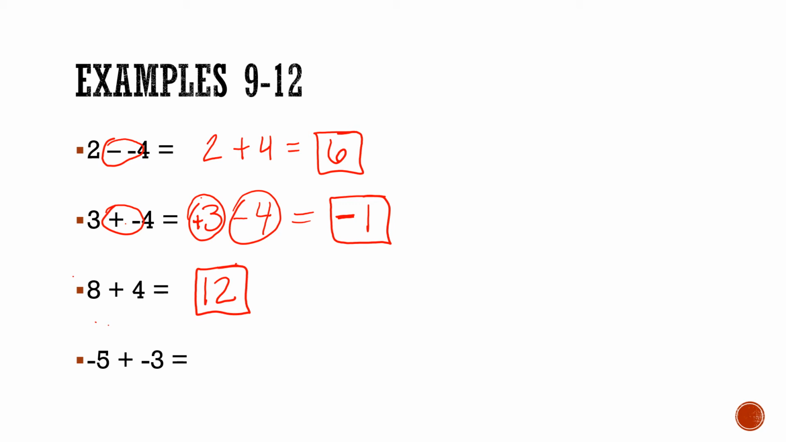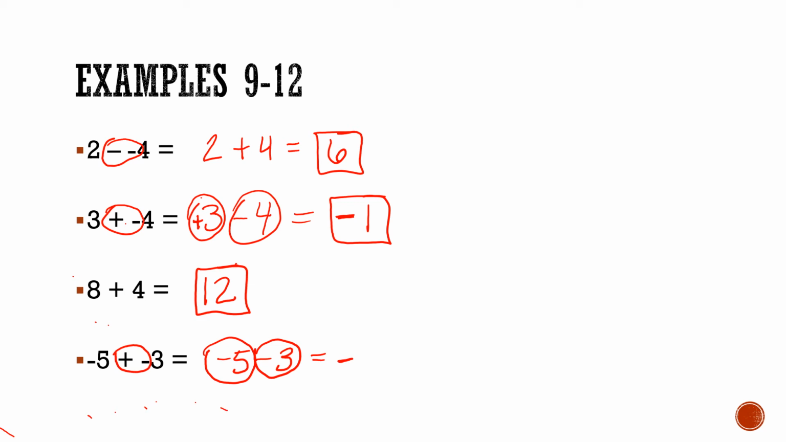Okay, and the last one here, we do have the sock trick. So we've got negative 5. Are those matching signs, or are they matching socks? They're not, so that's going to be minus. And then we're going to bring down our 3. Now you need to ask yourself, do you have more negative or more positive? Obviously you have more negative.